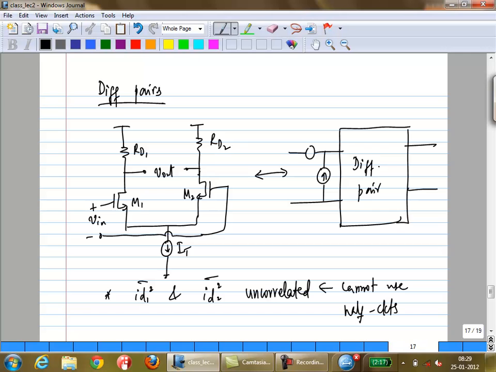So have we considered all the noise sources? M1, M2, RD1, RD2. What about IT? Right? It's a current source, but you would obviously implement it using transistors. So IT is going to have its own noise. How do you think IT noise is going to behave? So let's assume you have a noise source in parallel with this, right? You can call it IT squared, IN squared or whatever. What is going to happen to that noise?